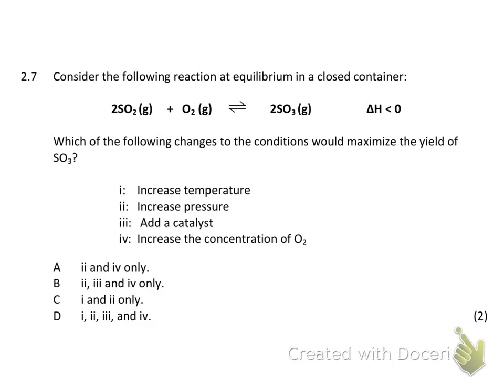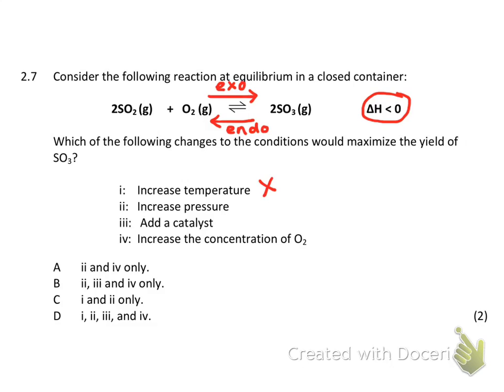Right, 2.7, this is an equilibrium and Le Chatelier question. Let's go through each option that's given. The first one relating to temperature. Delta H for this reaction is given as less than 0, so that means the forward reaction is exothermic, and so the reverse reaction is endothermic. So if we increase the temperature, according to Le Chatelier, it will shift to decrease the temperature, therefore favour the endothermic reaction, which is the reverse reaction, and that won't maximize the yield of SO3.